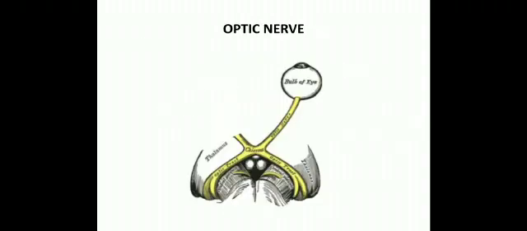Then the optic nerve. The optic nerve is made up of axons of ganglion cells of the retina. The optic nerve is not a peripheral nerve because its fibers have no neurilemmal sheath. It is a tract, so its fibers have no power of regeneration.